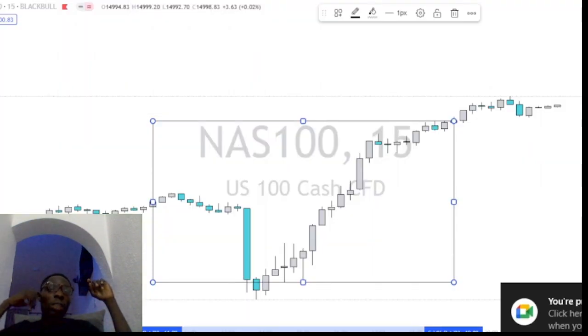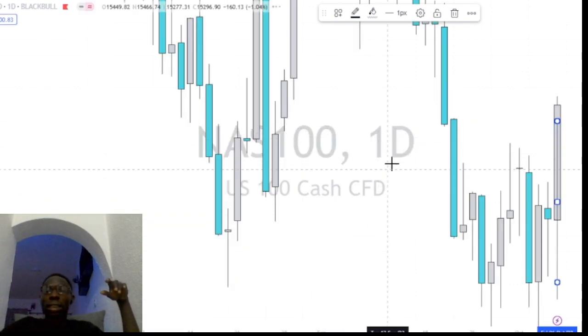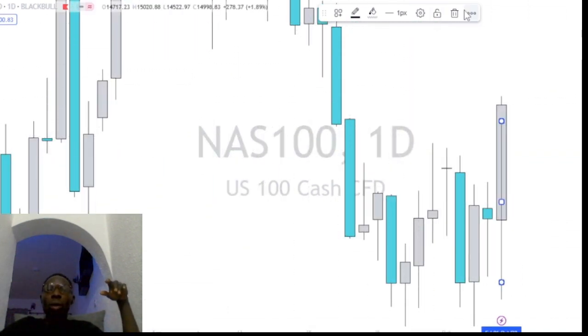I've explained what makes up a bullish candlestick and a bearish candlestick. A bullish one will close above, and a bearish one will close below. So let me use a daily candlestick and try to look at what price is doing.